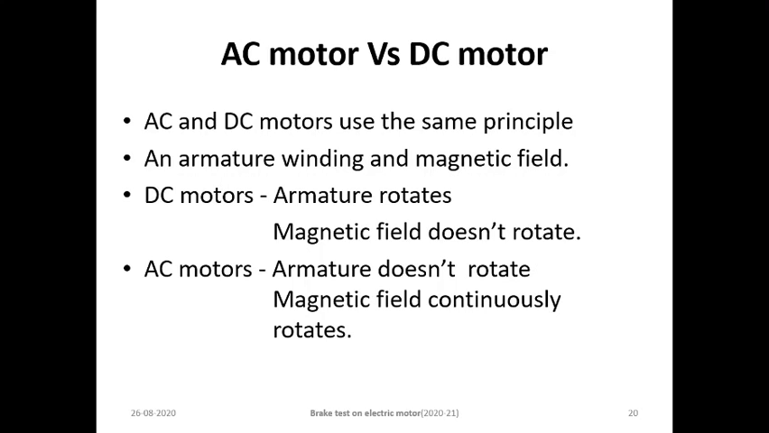In a DC motor, generally the armature rotates because of the armature current, and the magnetic field doesn't rotate. If you see the table, the armature current is increasing. So the armature rotates in the DC motor and the magnetic field doesn't rotate. In the AC motor, it is opposite to that. The armature doesn't rotate and the magnetic field continuously rotates. So this is the basic difference between an AC motor and a DC motor test.